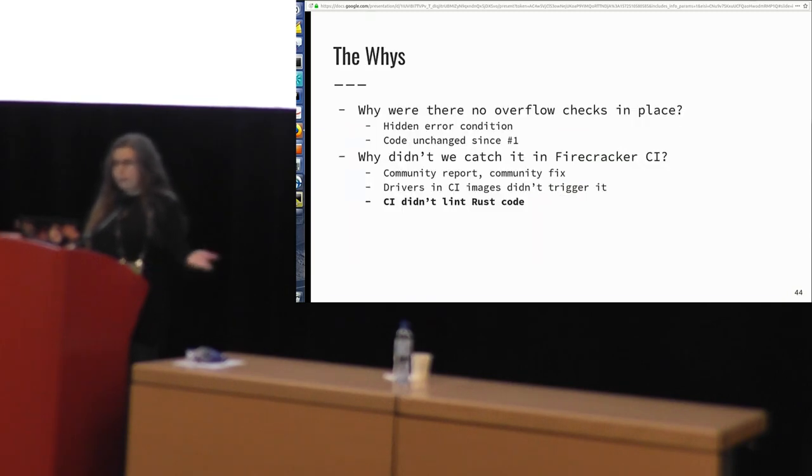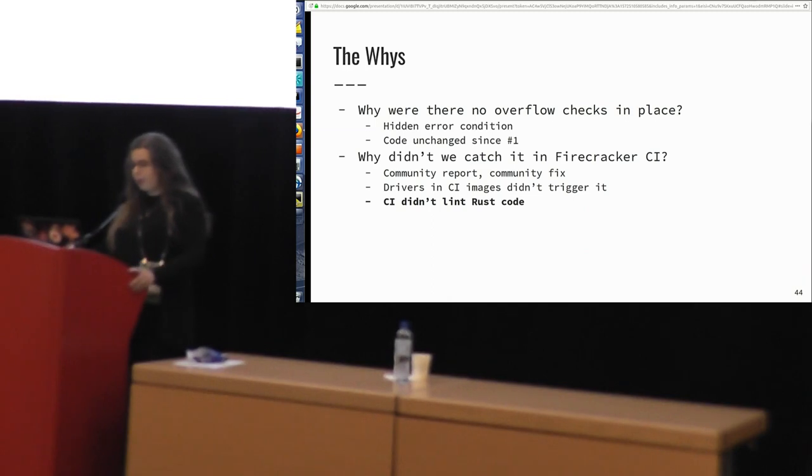So why didn't we catch this? Seems like an obvious problem now. Why were there no overflow checks in place where we had integer arithmetic? Well, this is kind of embarrassing, but we didn't actually look at that code a lot. That particular snippet was unchanged since revision 1 of Firecracker. It was a pretty hidden error condition, and we just didn't spot it.